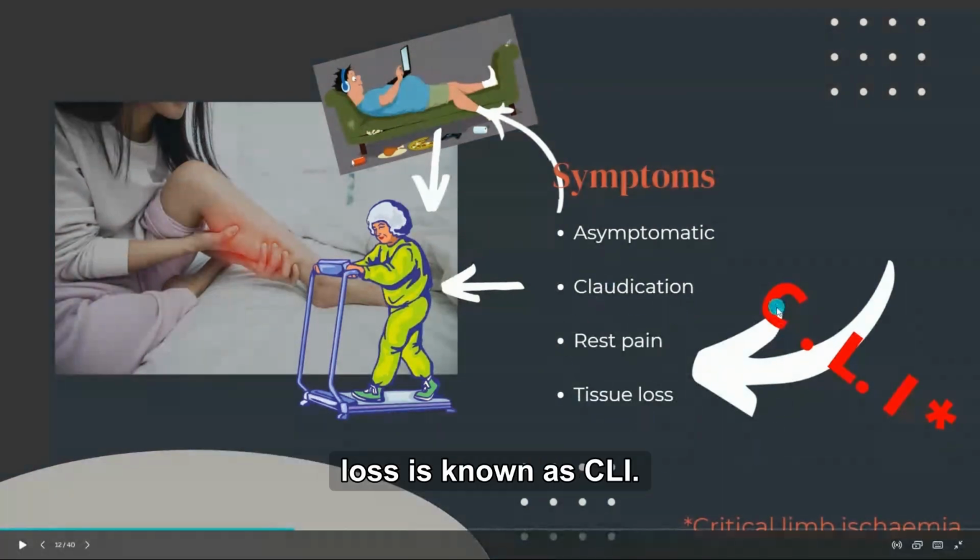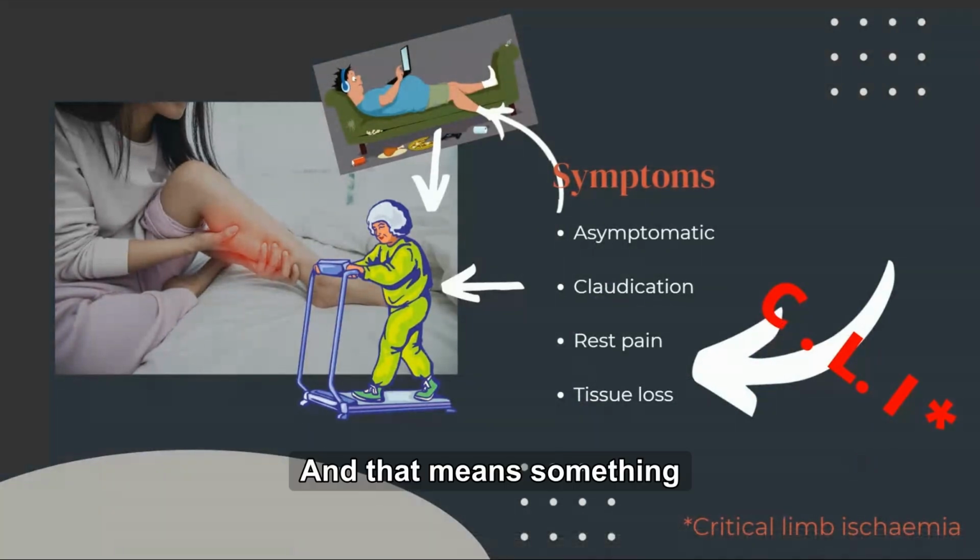Rest pain and tissue loss is known as CLI. You'll hear CLI all the time. That stands for critical limb ischemia. And that means something really needs to be done for that patient.